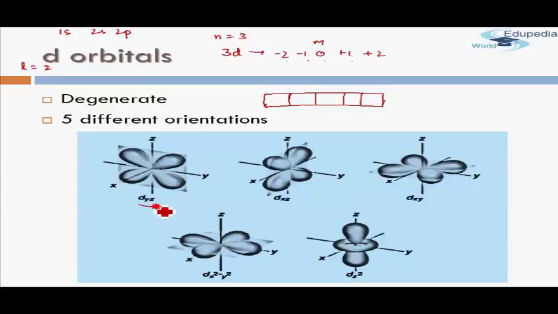So one we have is dyz. What is dyz? In this, the electron cloud density is present along the yz plane. It is present in the yz plane.